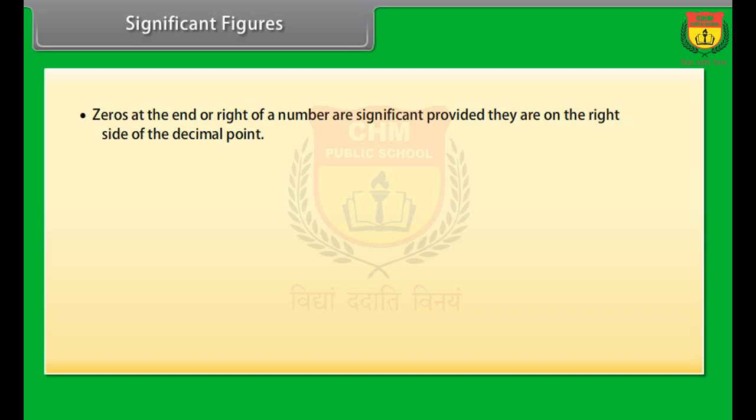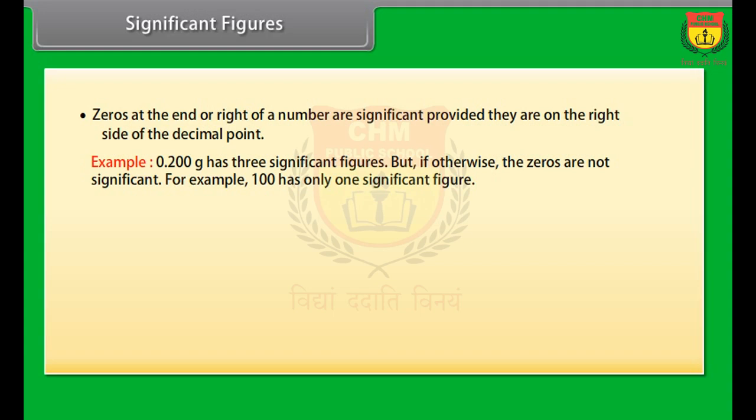Zeros at the end or right of a number are significant provided they are on the right side of the decimal point. Example: 0.200 gram has three significant figures. But if otherwise, the zeros are not significant. For example, 100 has only one significant figure.